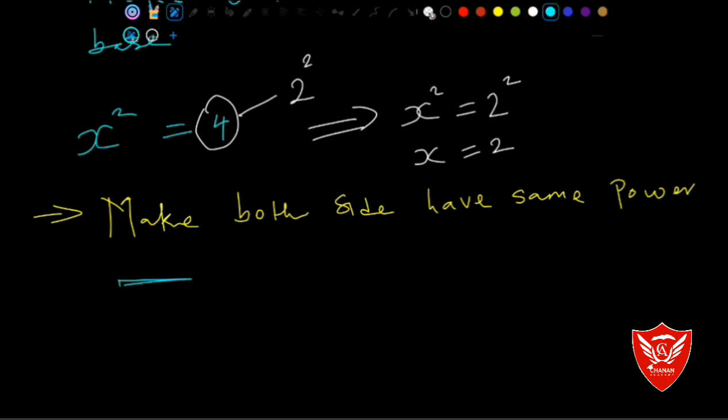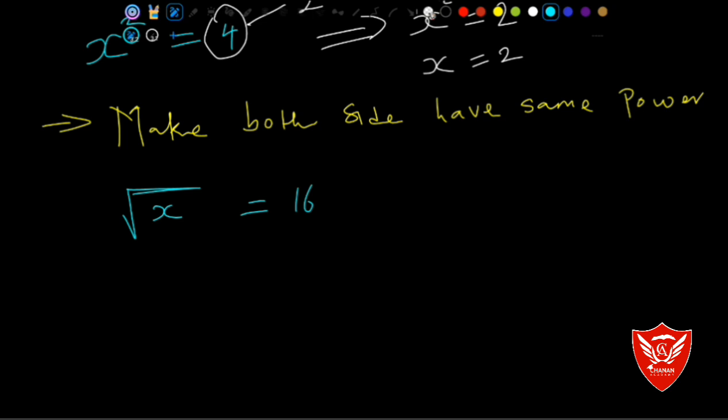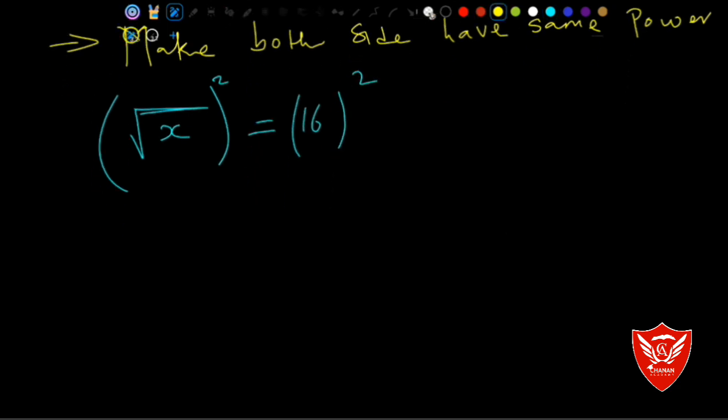Also, what if we have the root of x equals 16? Now, in this case, there's no way we can make both sides have the same power or the same base. So what we do in this case is to try to reverse the process. To reverse the root of x is to square. So we are going to square both sides. If we square both sides, the square will cancel out the square root. So we are going to have x equal to the square of 16, which is 256.